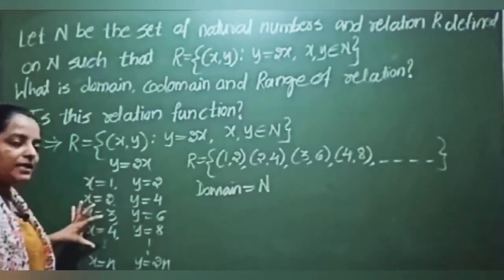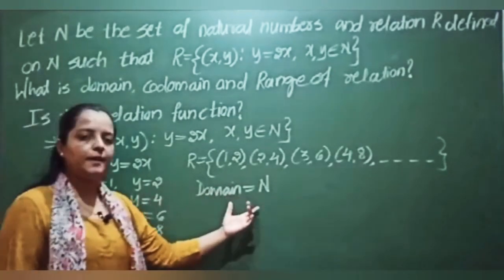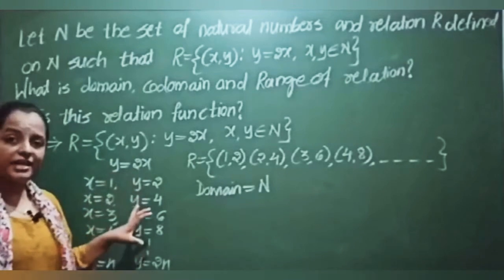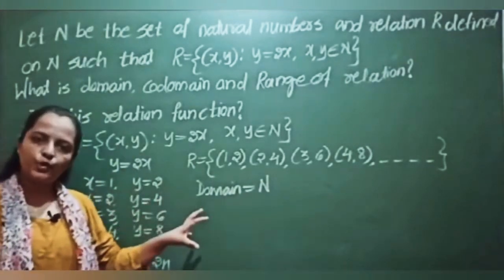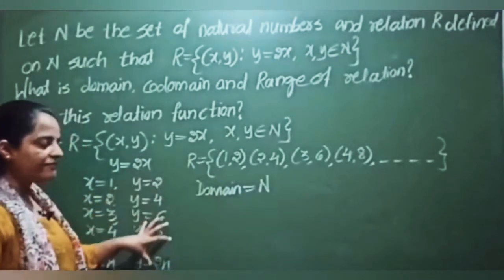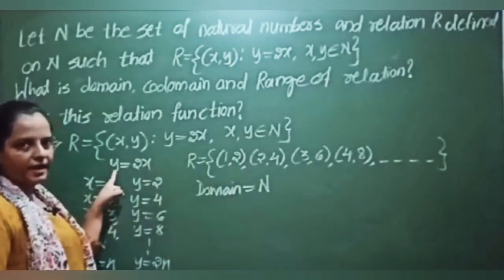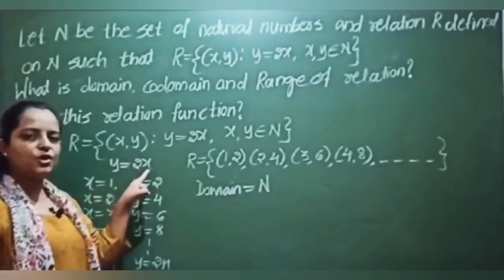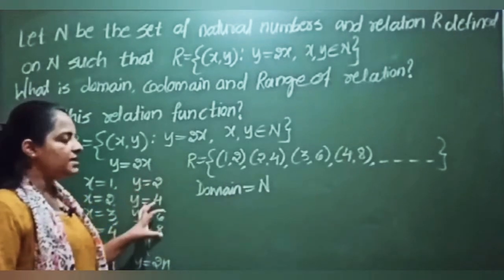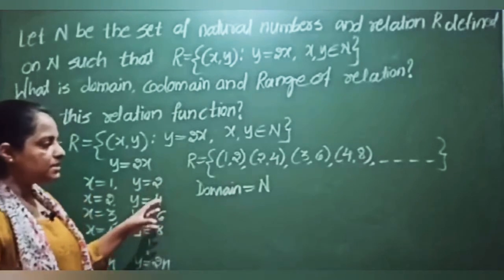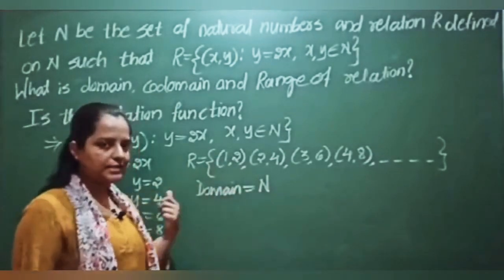Means the set of all x values represents the domain. So the domain is the set of all natural numbers. What is the range here? Whatever output is coming, that is the set of all y values. Here x is the independent variable and y is the dependent variable, and y depends on x. So the set of all y values we are going to call the range, or else the set of all outputs we can call the range.